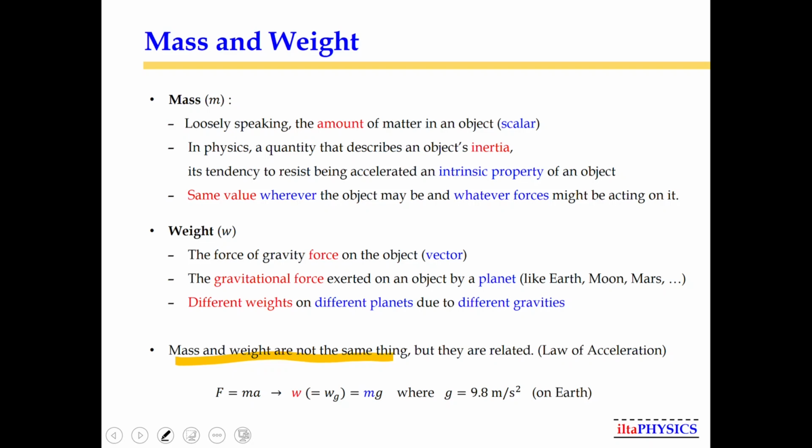But they're related by Newton's second law, the law of acceleration. If we apply the formula F equals ma, and substitute the gravitational force, W, for F, and the gravitational acceleration, g, for a, we get weight equals mass times gravitational acceleration, W equals mg. This is an equation you'll use over and over again in two-dimensional motion problems, so make sure to remember it well. Alright, let's learn about the apparent weight next.